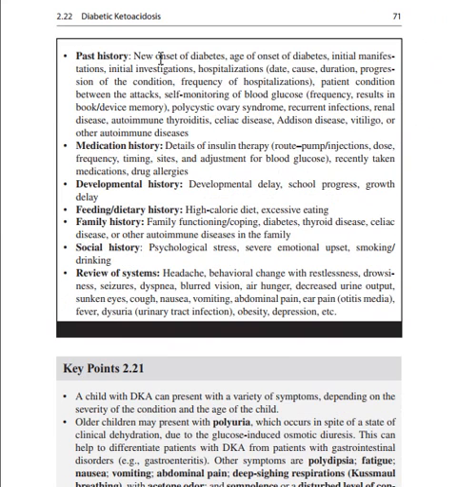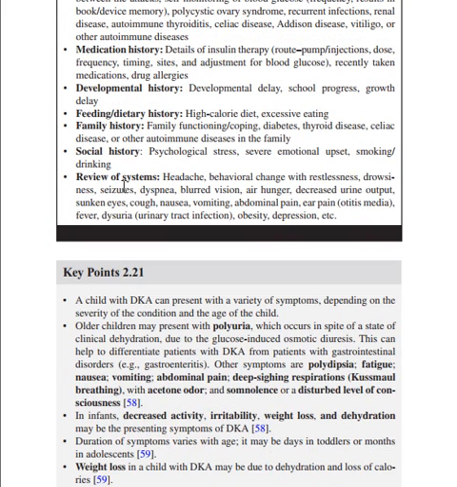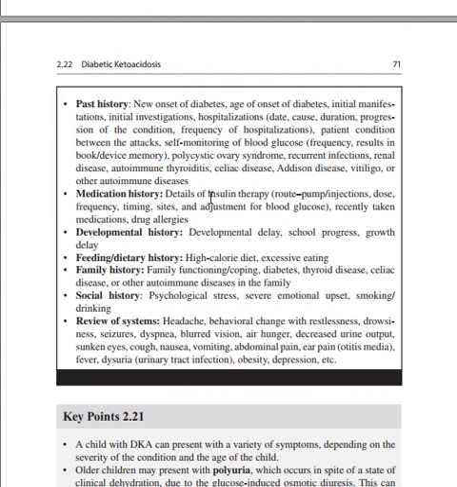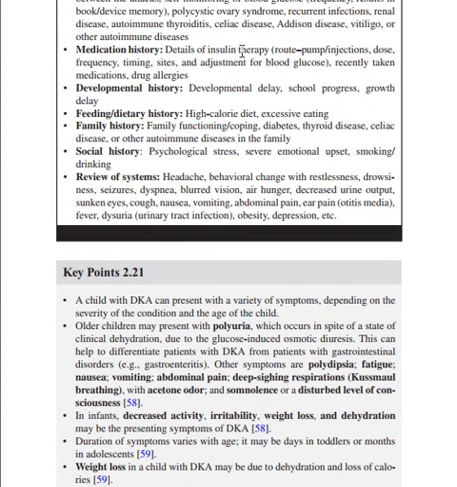So past history: you have new onset diabetes, age of onset of diabetes, initial manifestation, initial investigation, hospitalization, date, course, duration, progression of the condition. You have frequency of hospitalization, patient condition between the attacks, self-monitoring blood glucose level. You have polycystic ovary syndrome, which can be associated with diabetes mellitus. That's a point you have to keep in mind. Recurrent infections, renal disease, medication, detailed insulin therapy, and all that. Developmental issues, developmental delay, school progress, growth delay.